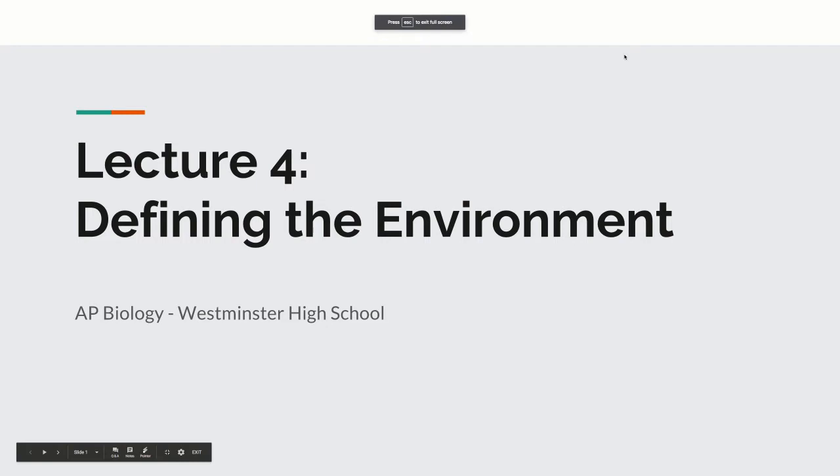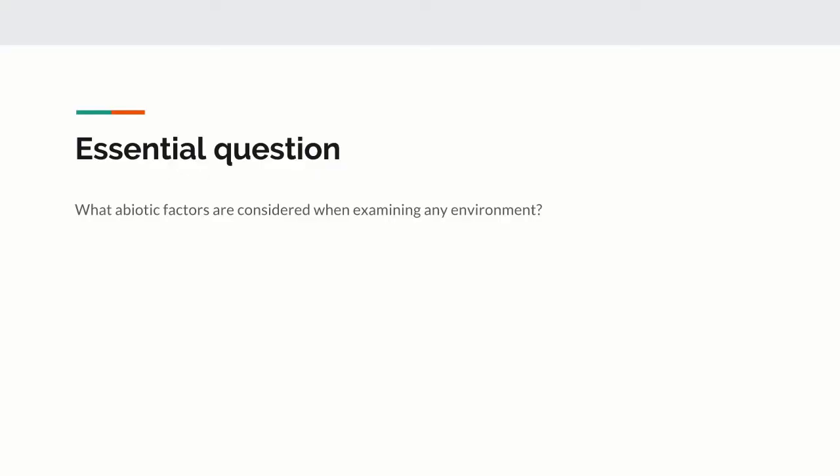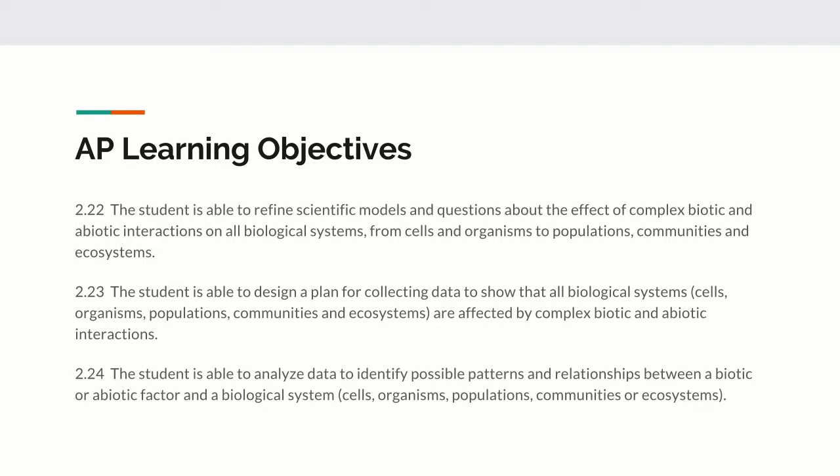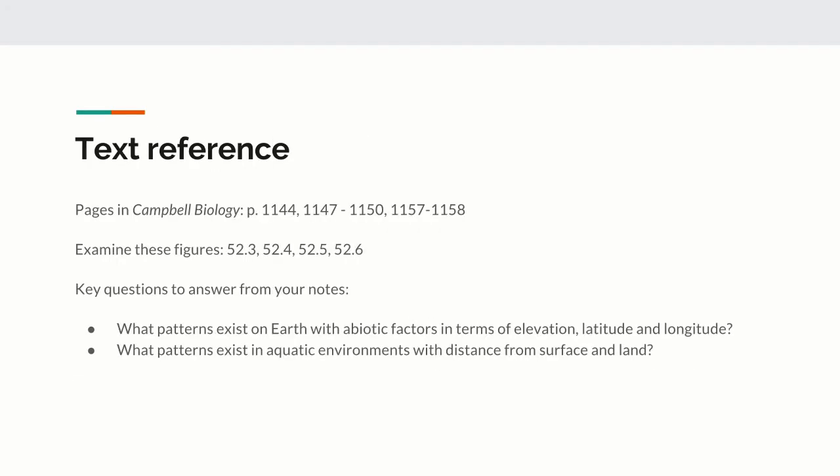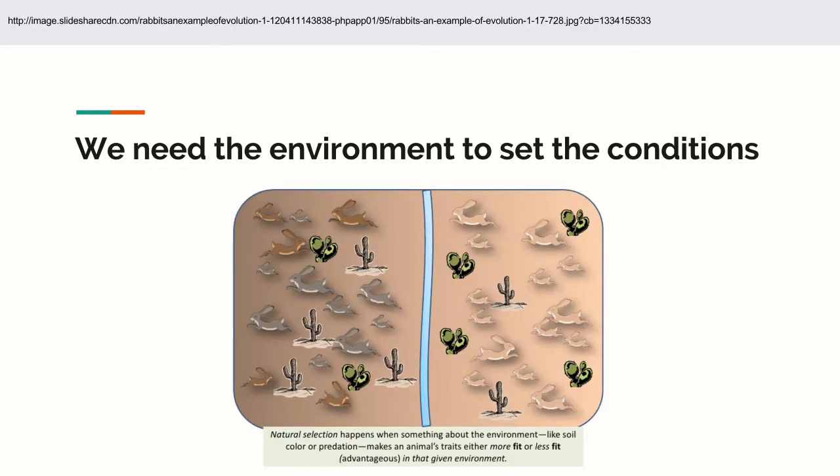So for this lecture, we're going to deal with the environment and attempting to define it. We're going to look at abiotic factors that define environments. There are a few learning objectives that turn out to fulfill this for the AP exam. And here are the page references, so there's quite a few. But for those of you who took APES, this shouldn't be too hard.